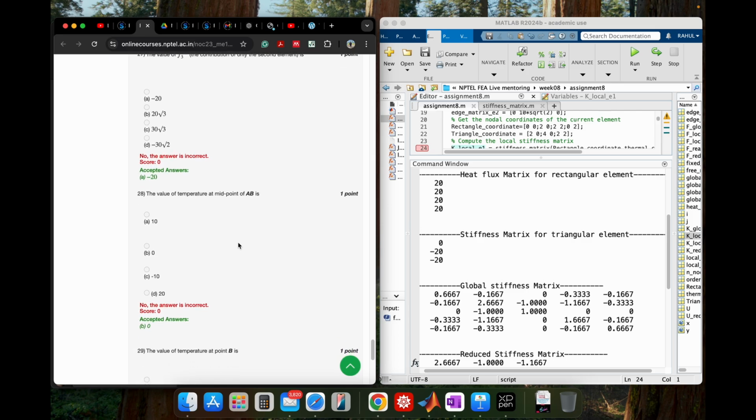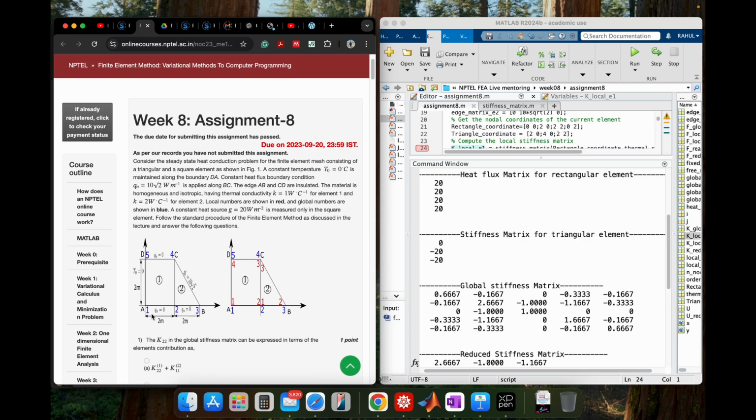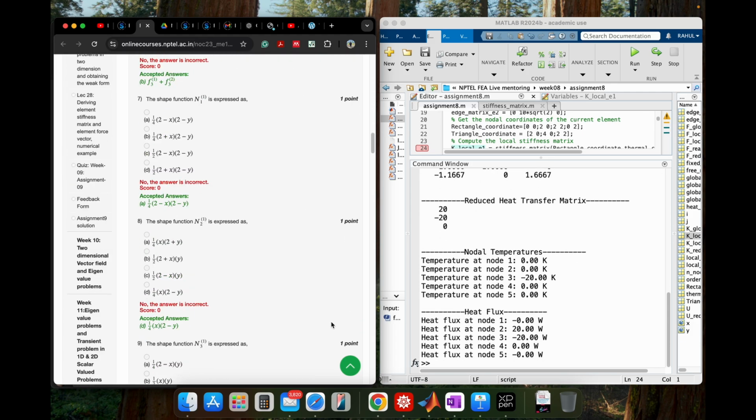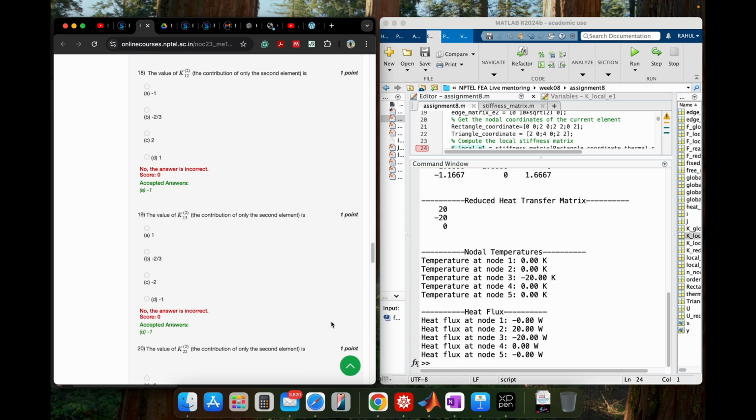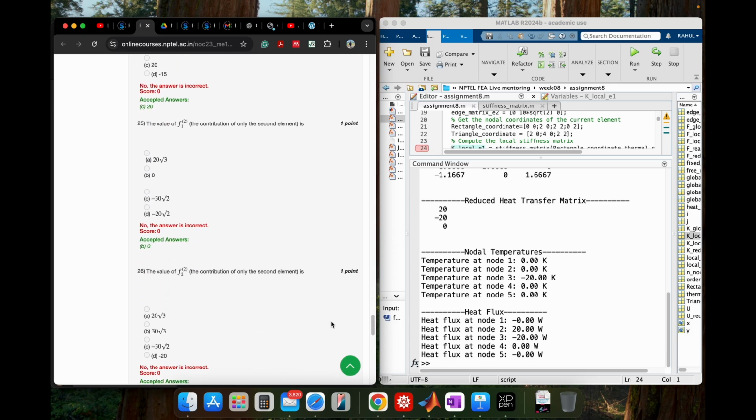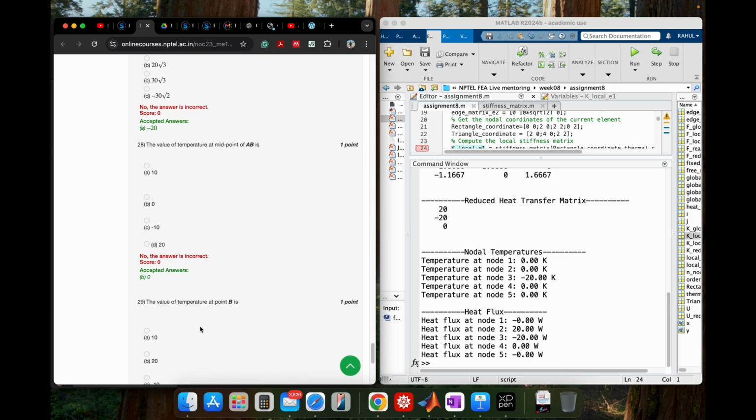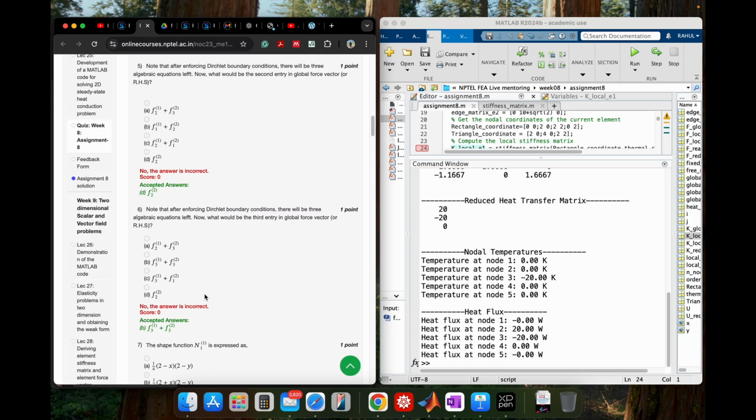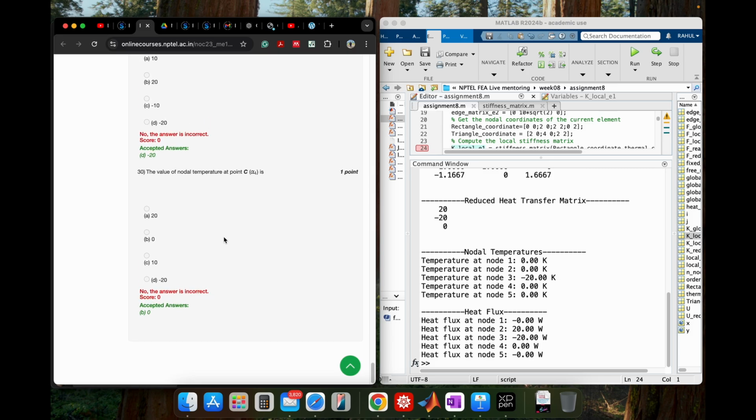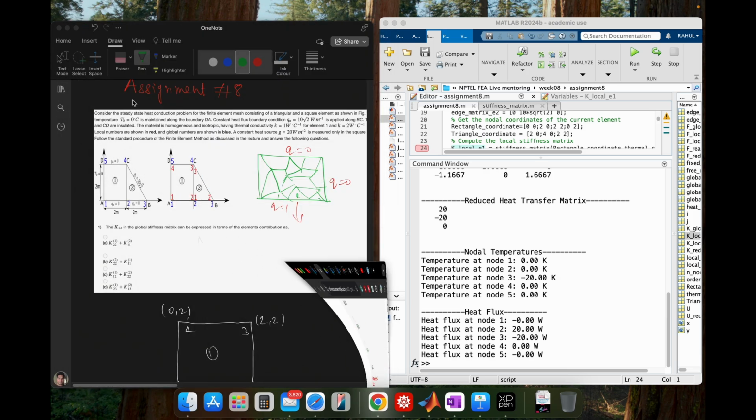And it is asking what is the value of temperature at the midpoint of AB. The midpoint of AB means node 2. So let's see what the temperature at node 2 is. It should be 0. Now it is asking the value of temperature at point B. B means node 3. Node 3 is minus 20. It is asking what is the value of temperature at point 4. That is 0. So this is all about the solution.